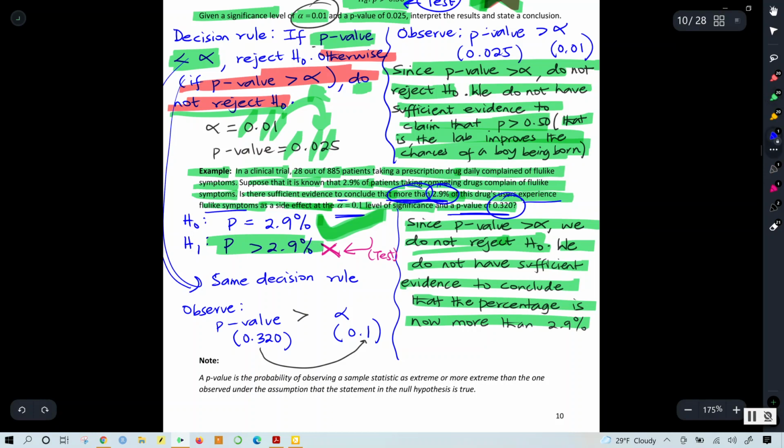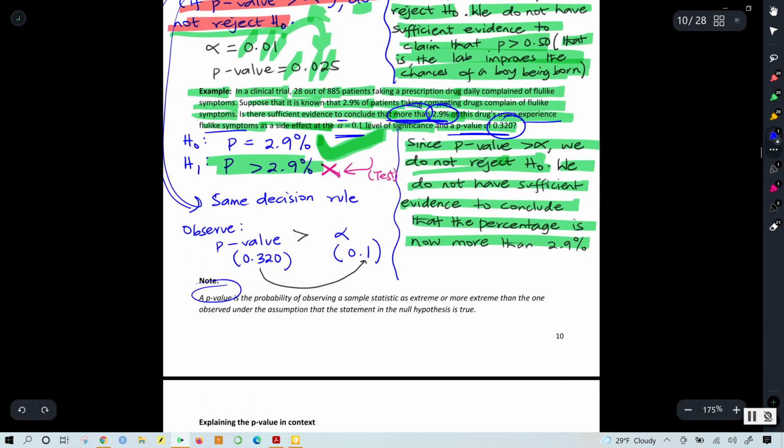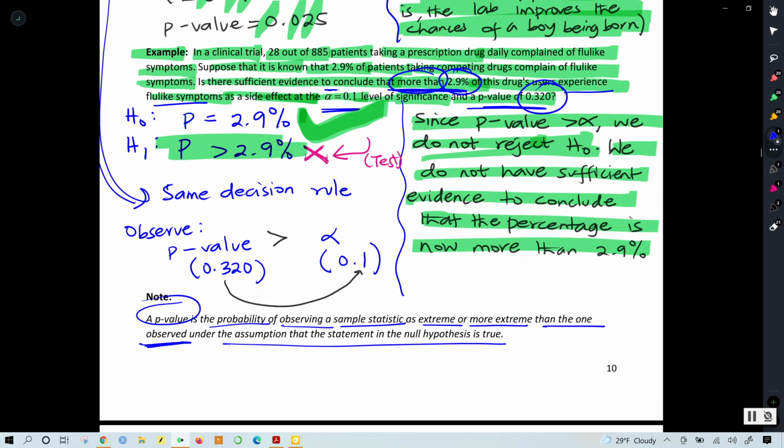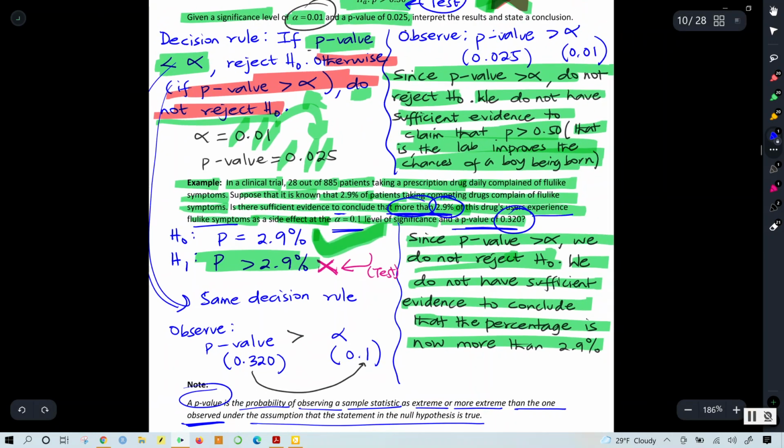This p-value we've been talking about so far usually represents the probability of observing a sample statistic as extreme or even more extreme than the one that was observed under the assumption that the statement in the null hypothesis is true. You do not necessarily have to cram this definition, but you do need to learn how it is used to draw conclusions by following the decision rule.